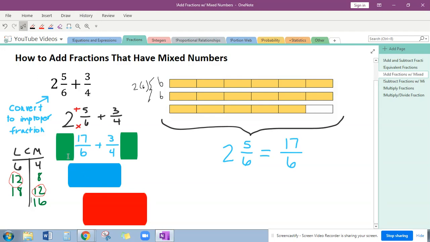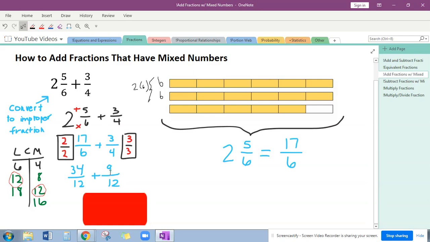And I know that I multiply this first fraction by 2 because 6 times 2 is 12. And I multiply the other fraction by 3 because 4 times 3 gives me 12. Remember, I want to do the same thing on top and bottom because I'm using my giant 1. Okay, so 2 times 6 was 12. 2 times 17 is 34. So over here I'll have 34 over 12.